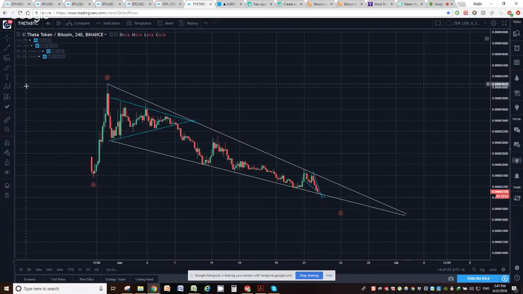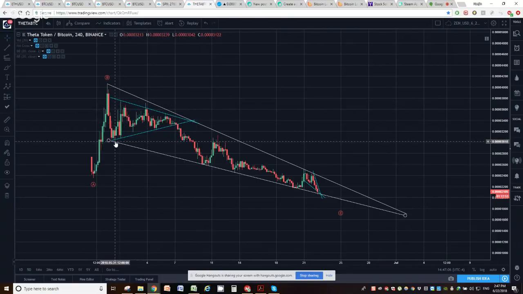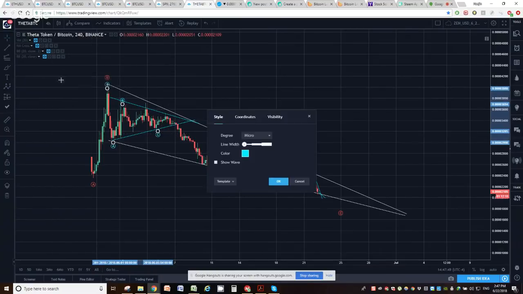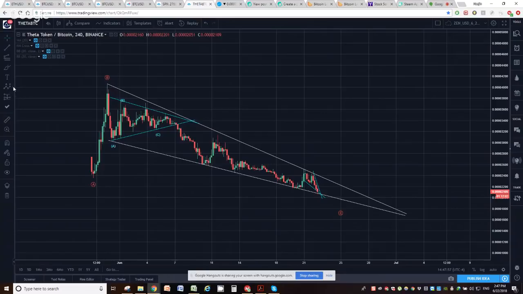Well, if we count this, let's look at this triangle again. If we count this triangle not as an ABCDE, because this is higher than that, so it doesn't really conform, but count it as a WXYXZ potentially, or ABWXY, I think that might fit better. So we have a smaller ABC, A, B, C, and then this C is WXY, subwaves of that C. 3, 3, 3.